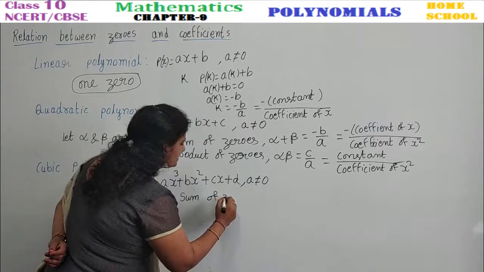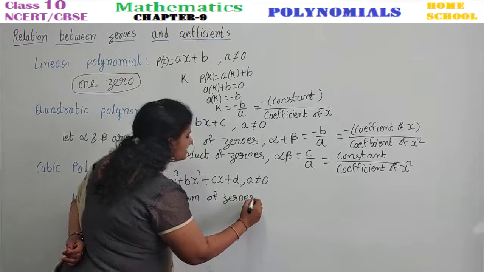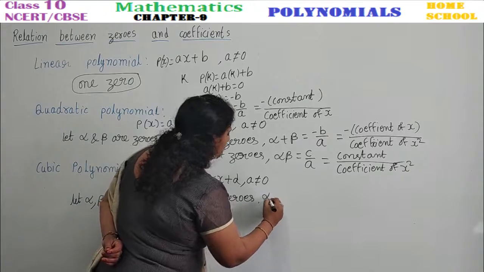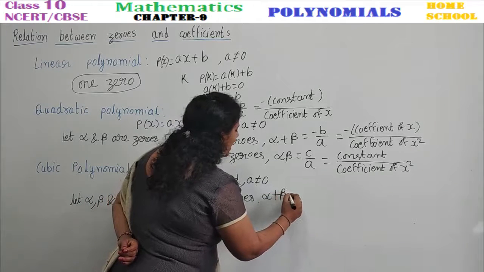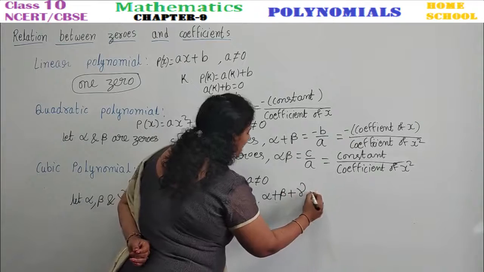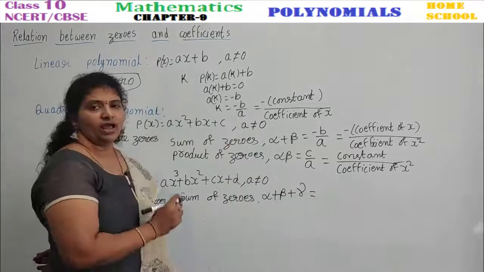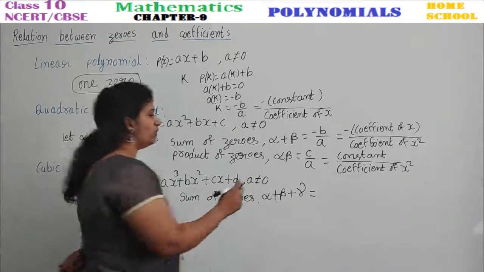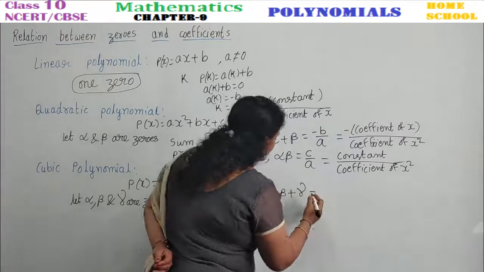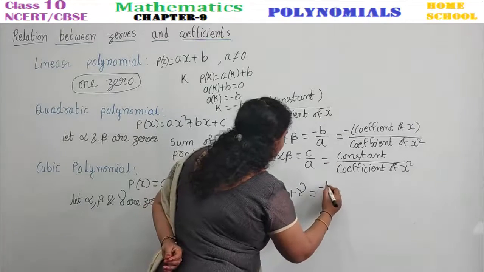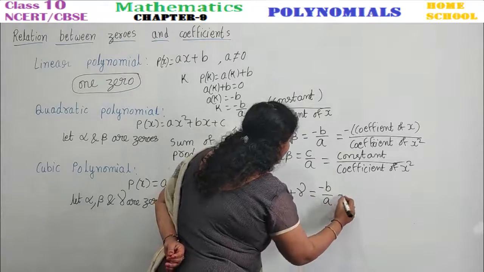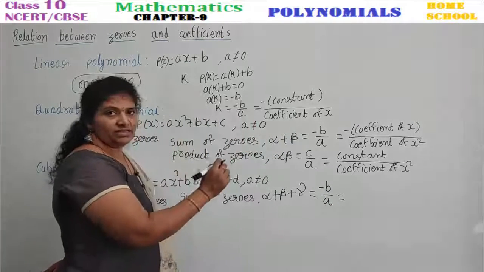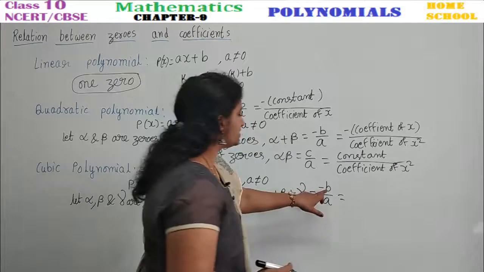Sum of zeros. Sum of zeros means what? Add all these zeros. Alpha plus beta plus gamma is equal to. What is the value, the coefficient relation you are going to get here? Minus b by a. What is b, children?